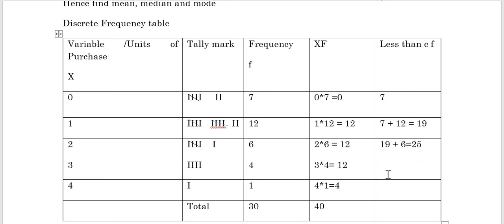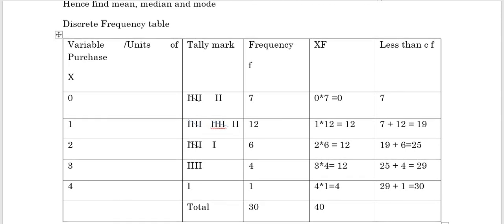Next, how many of them have purchased less than or equal to 3? To the existing 25, add the succeeding frequency, that is 4. 25 plus 4 is 29. And lastly, 29 plus 1 is equal to 30. So ultimately the last less than cumulative frequency should be equal to our total frequency. Once we have obtained the less than CF, let us also compute N by 2. Capital N, that is the total frequency, by 2. Total frequency by 2 is 30 by 2, which is equal to 15.